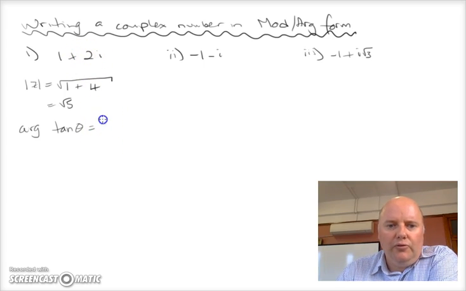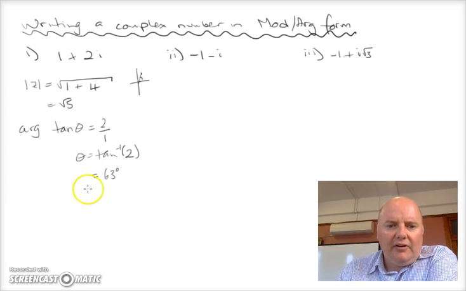Now its argument, we're going to have to use tan theta equals y on x. So y is 2, x is 1, so you get theta equals inverse tan of 2. And it's probably worthwhile when you do these to have a bit of think about where this is. So 1 plus 2i is 1 across, 2 up, so it's up in this first quadrant here. So I'm going to get a positive argument here. If I do this on my calculator, we get about 63 degrees. Let's just round it to the nearest whole degree. So that means we've got the modulus, we've got the argument, so we can write this complex number as equal to root 5 cis 63 degrees.